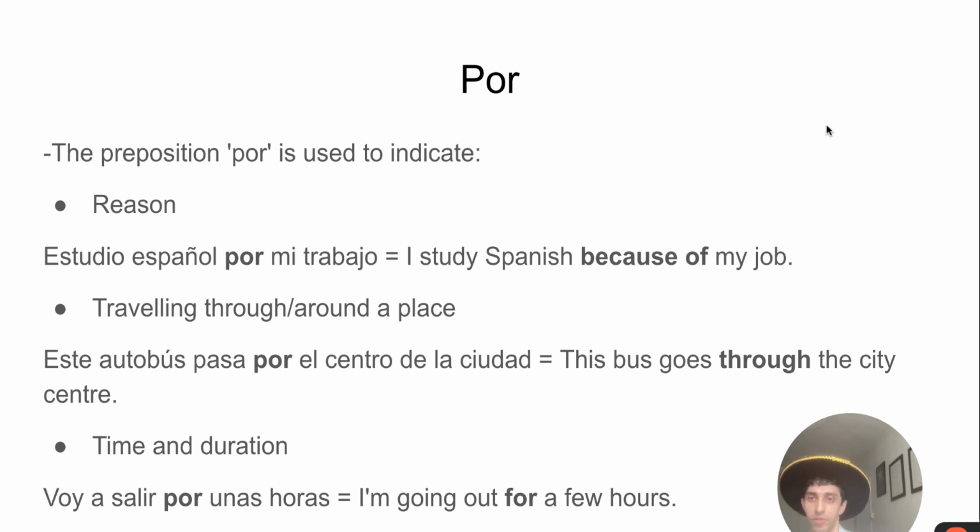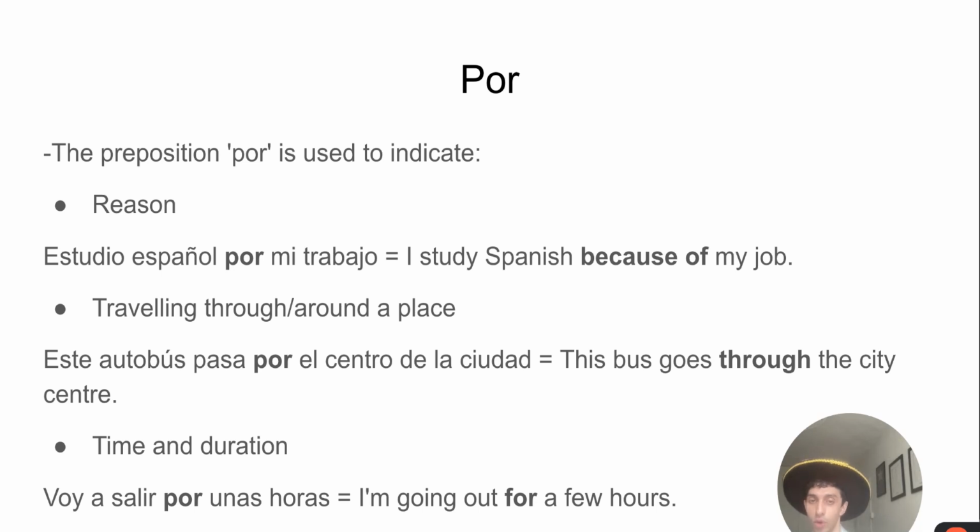So we're going to start by looking at the preposition por. Por is used to indicate a reason for doing something. For instance, you'd say, estudio español por mi trabajo. I study Spanish because of my job. So here, por actually translates as because of in English. That would be the most likely translation. And we use por in this particular instance because we're giving a reason, a motive for doing something.